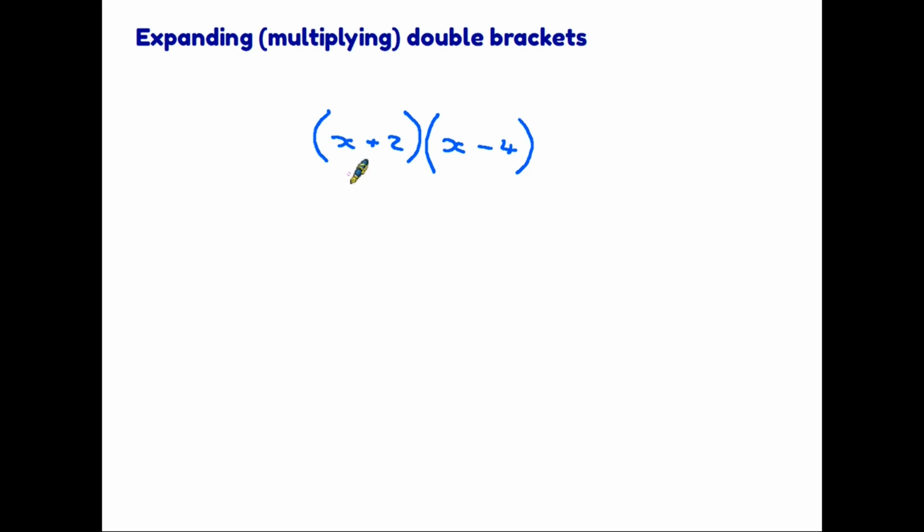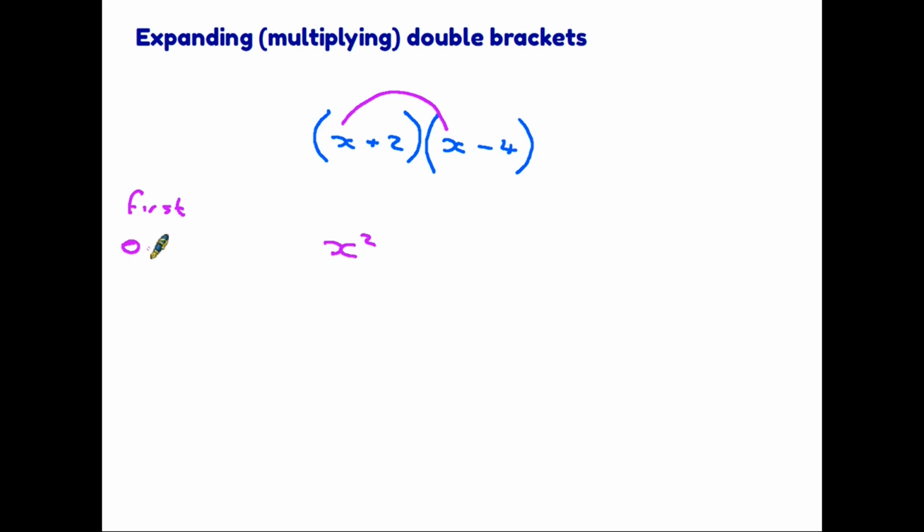So here we have x plus 2 and x minus 4. We're asked to expand or multiply out the brackets. So I'm going to use FOIL. I'm going to multiply the first of the terms. In this case, the first term in this bracket is the x, and in this bracket it is also an x. So x times x, we have x squared.